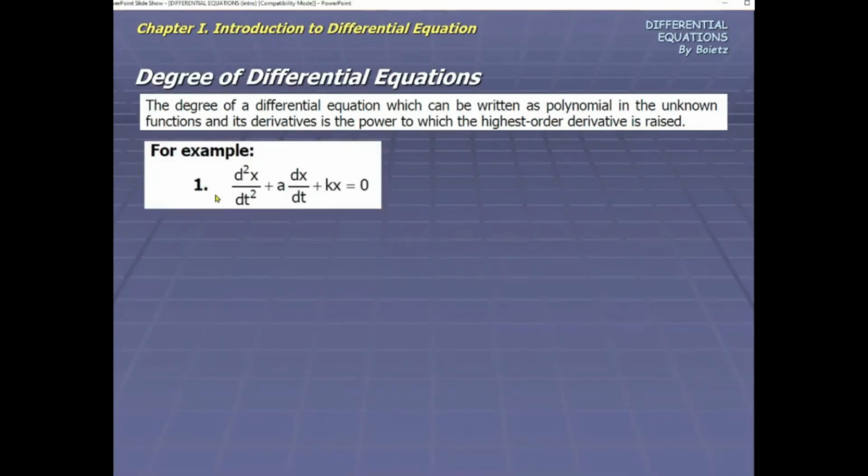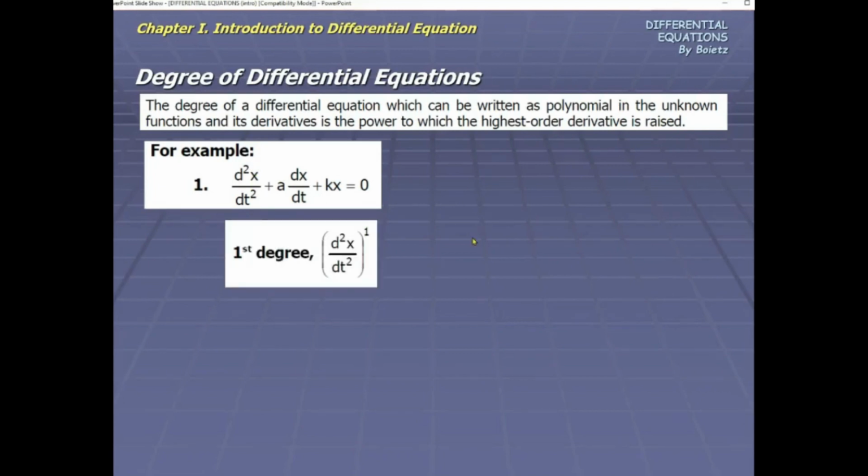So, for example, for this one, ano daw, sabi dito? Sabi niya, is the power to which the highest order derivative is raised. Pala, ano ba yung highest order dito? Yung second derivative dito, ito yun. So, saan siya ni-raise? Raised to 1 lang. So, therefore, first degree siya. Kasi raised to 1 lang to.